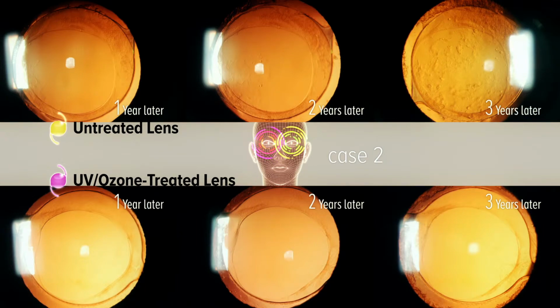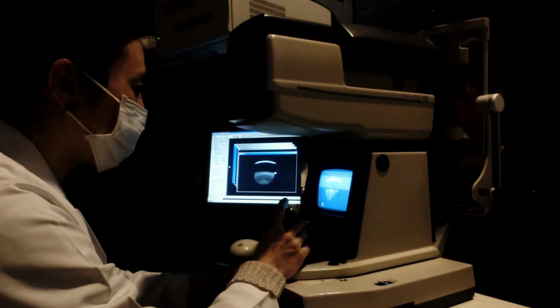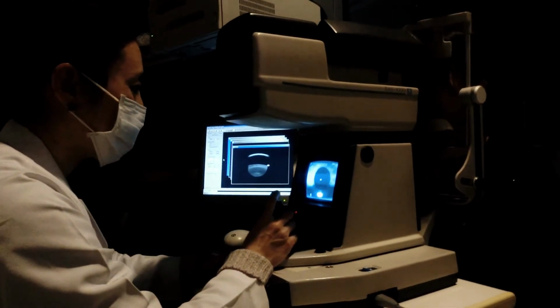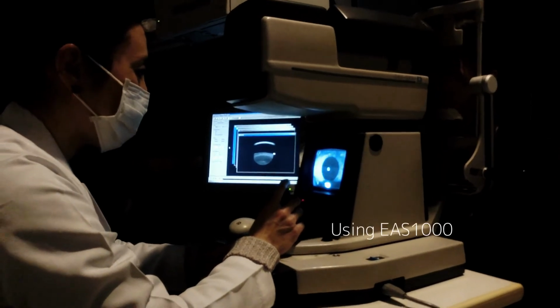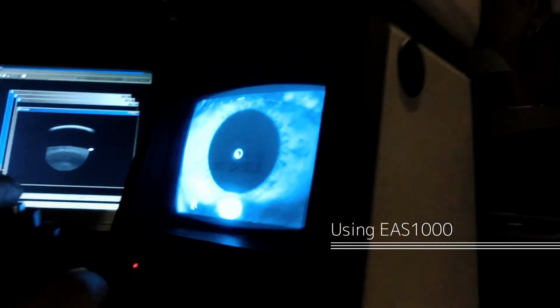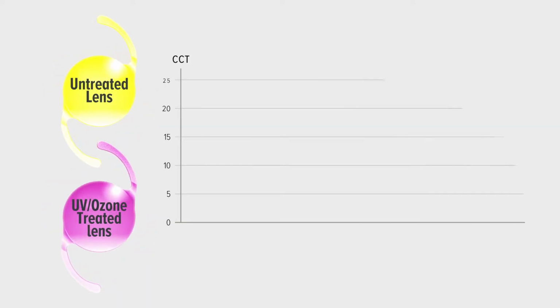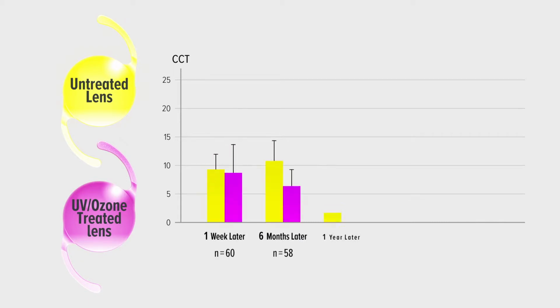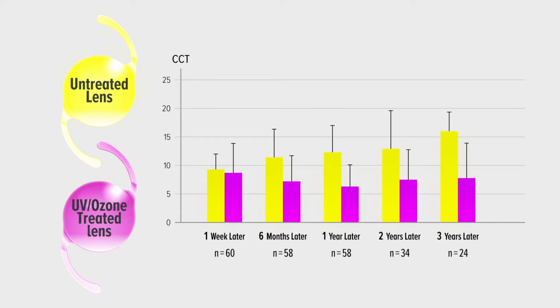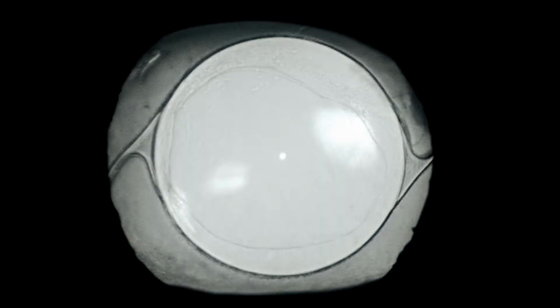Attempting to evaluate the degree of PCO production objectively, I calculated PCO values using EAS1000. By these measures, the opacification values for non-treated lenses clearly increase over time. However, surface modification of IOLs with UV ozone treatment just as clearly inhibits this increase.